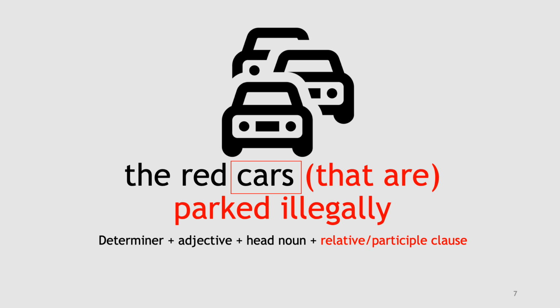Another case in which we have to put the elements after the head noun would be when the detail is described in a relative clause, or a participle clause or participle phrase if you like. In this example, the relative clause gives details about where the red cars are. So the noun phrase goes, the red cars that are parked illegally.